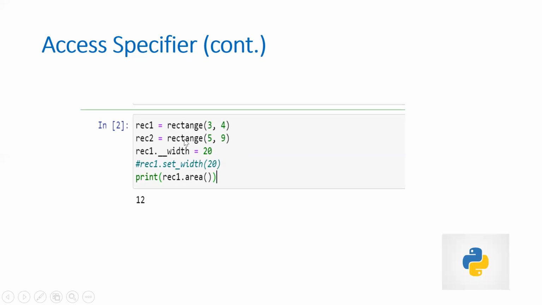So I cannot access it from outside of that class. Here I am outside that class, so I cannot modify the information. So it is showing that the value is still 12.